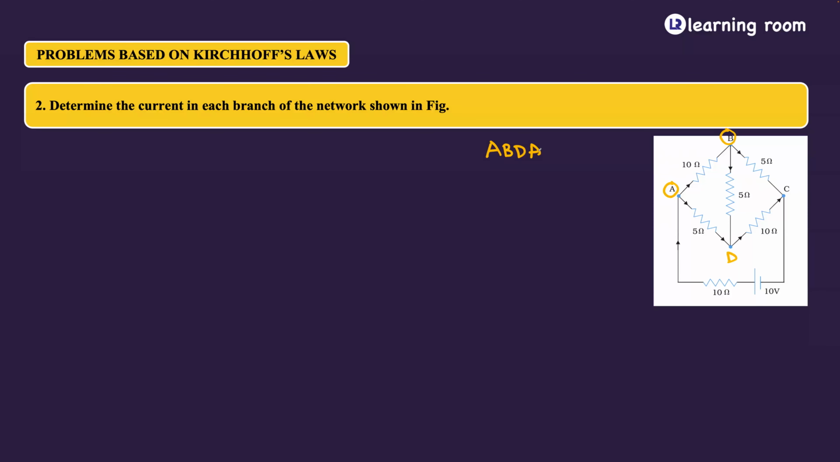ABDA, this loop does not consist any cell at all. It consists only of resistors. Similarly, the other loop that I can consider is BCDB. If I take that, there also there is no cell, right? So I can take the third loop as ABCDA. If I take it like this, there also there is no cell.